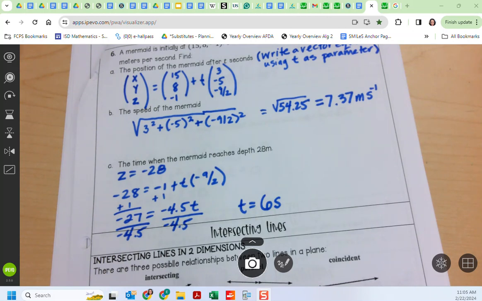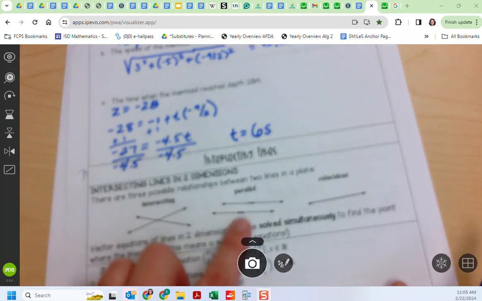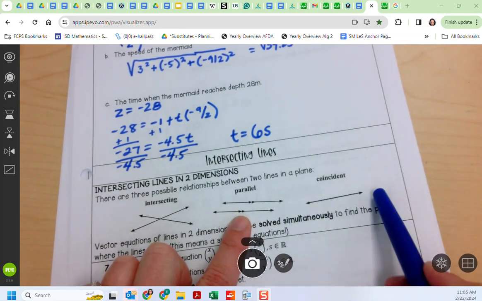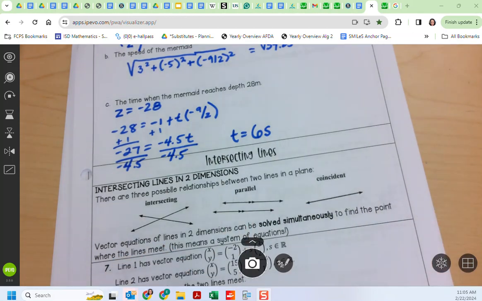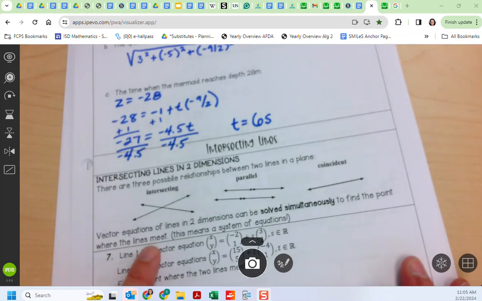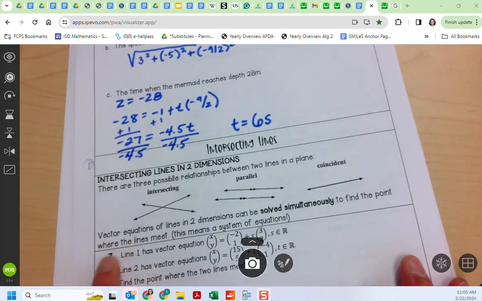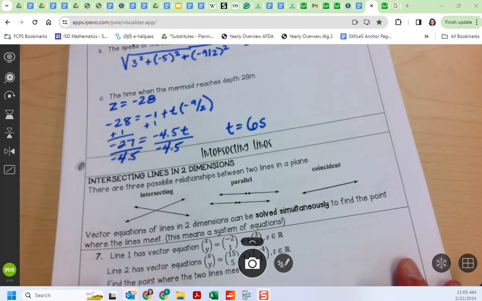So we're going to talk about intersecting lines. In two dimensions, we call these intersecting, we call these parallel. And these are like two lines that are actually the same line. We call them coincident. So it says vector equations of two dimensions can be solved simultaneously to find the point where the lines meet, and that's like a system of equations.